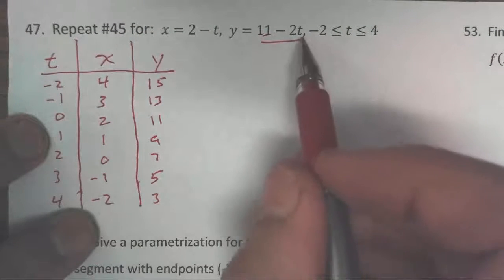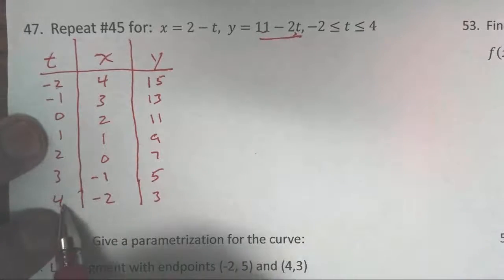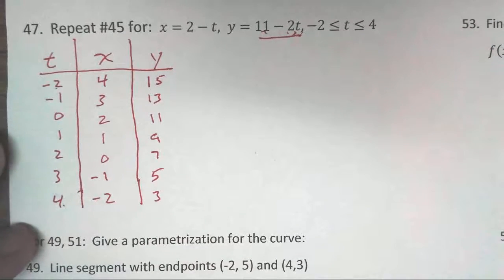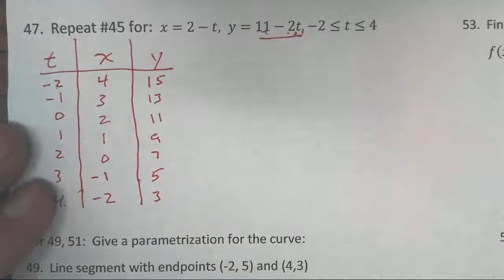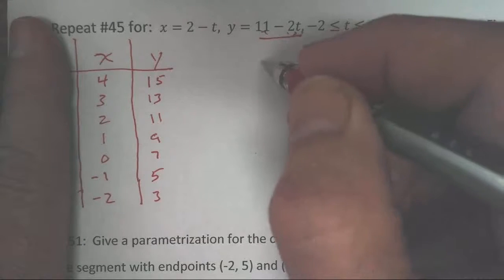When t is -2... I'm sorry, when t is 4 down here, I get 11 minus 8, 3. So I'm feeling pretty comfortable with that. So we're supposed to sketch that. I don't sketch t. I might refer to it a little bit later.